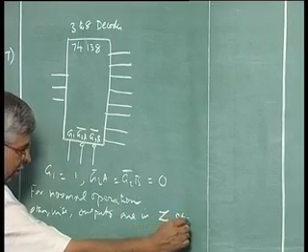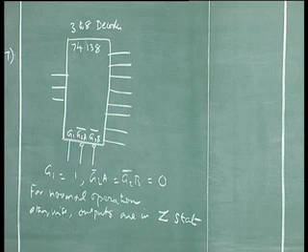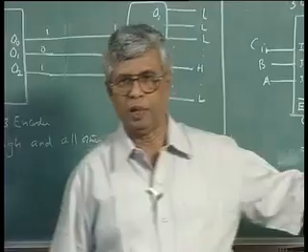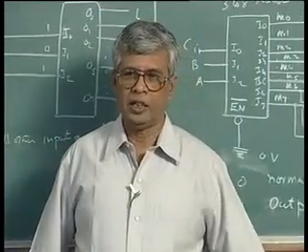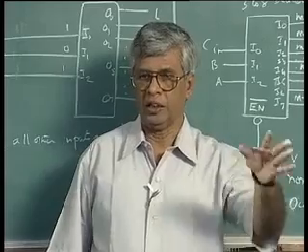I will write now, instead of writing every time high impedance state, capital Z they put and say Z state. Z state means high impedance state. For digital circuits, this is an accepted nomenclature. When you say Z state, it means it's high impedance state.